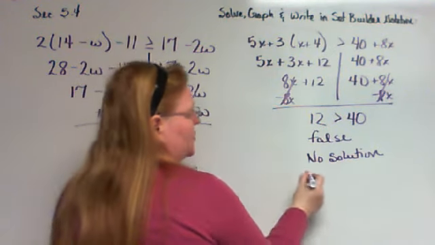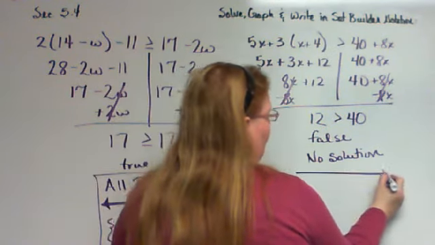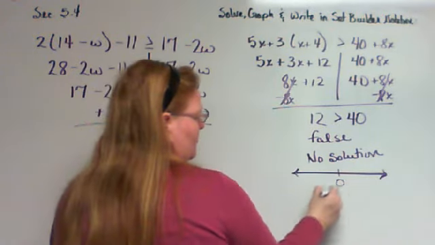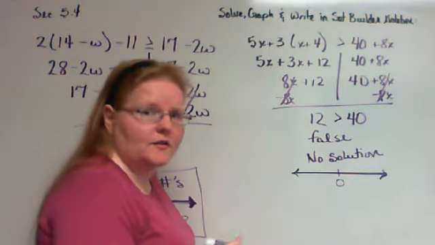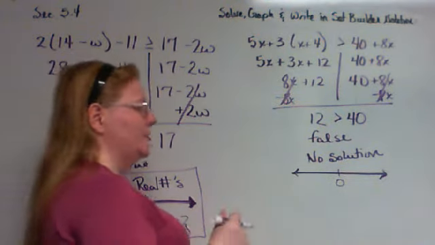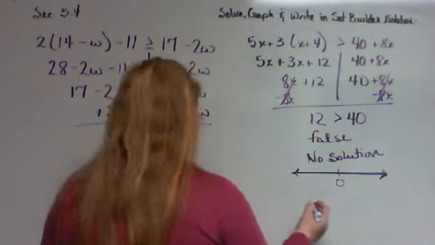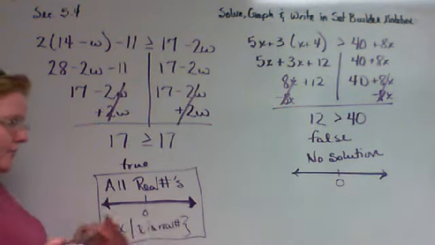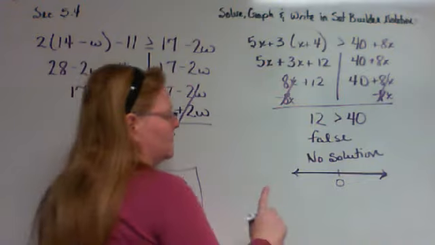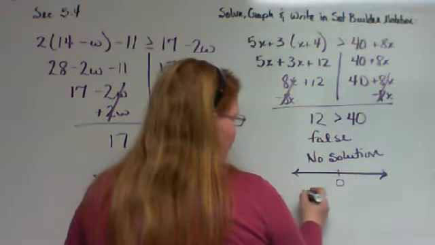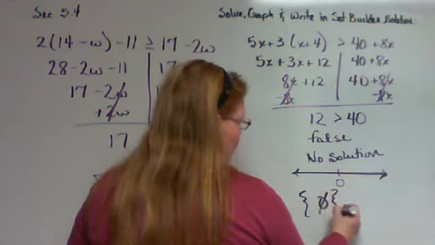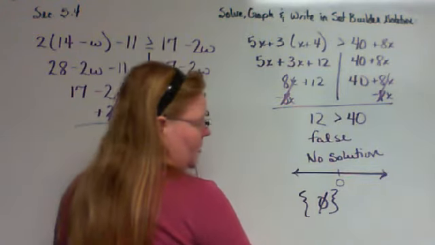Remember I said nothing else changed except dividing by a negative. So how do I graph that? Well, there's nothing to graph because nothing works. So we don't graph anything. And then, notice, darkened in everything, darkened in nothing. You got to make that distinction. Then, for my set notation, no solution. Nothing works.